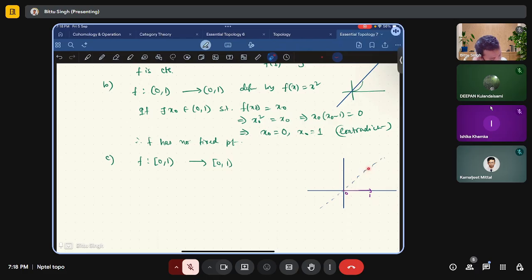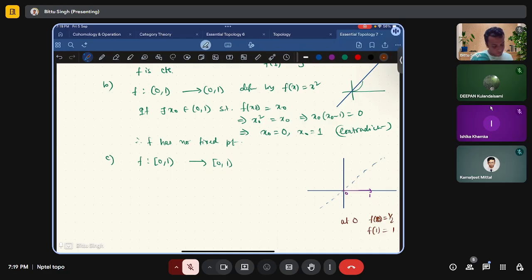This will be the only fixed point, so something like this. Can you imagine this function? At 0 the value will be half, at 1 the value will be 1. Can you write the equation of the straight line? That is, f of 0 will be half and f of 1 equal to 1. Can you write the equation of the straight line?